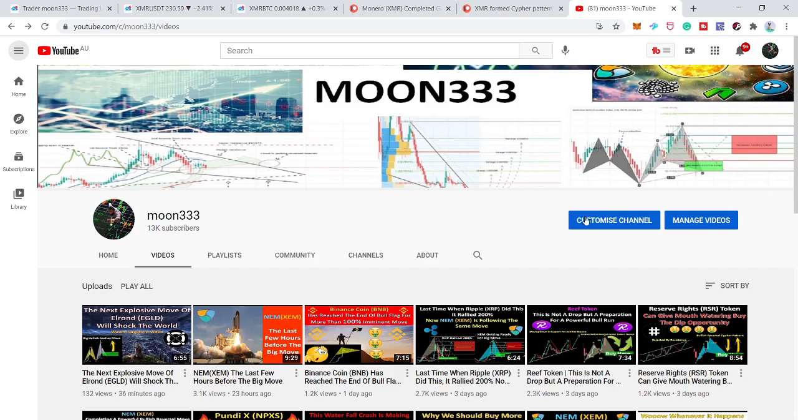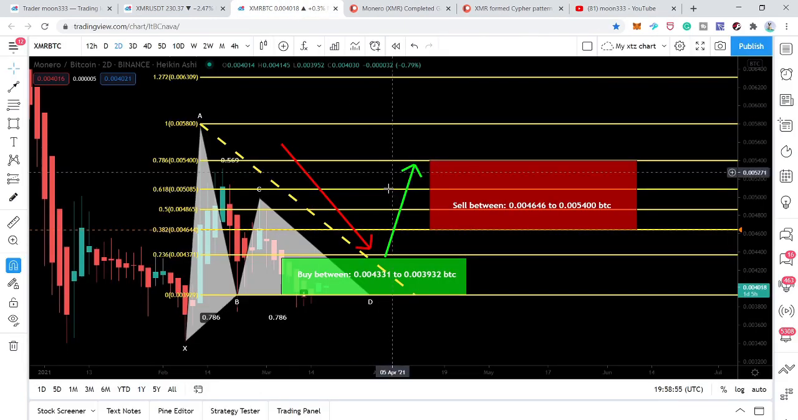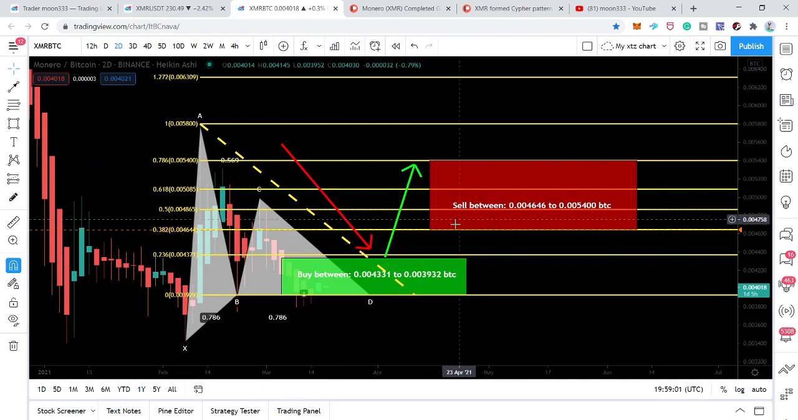Today I want to share with you how the price line of Monero has completed another bullish reversal harmonic Gartley move on the 2-day chart and how it can turn bullish, and I will also share the complete buying and sell target for this trade in this video.